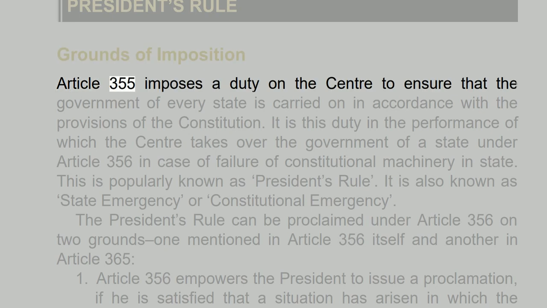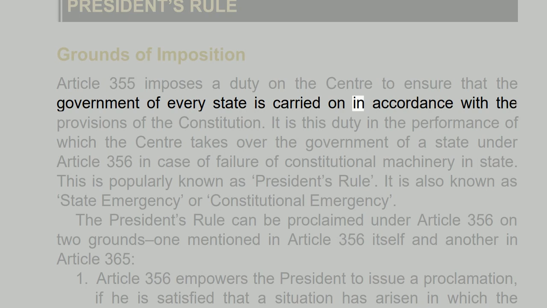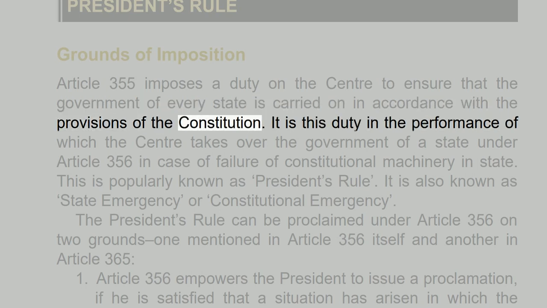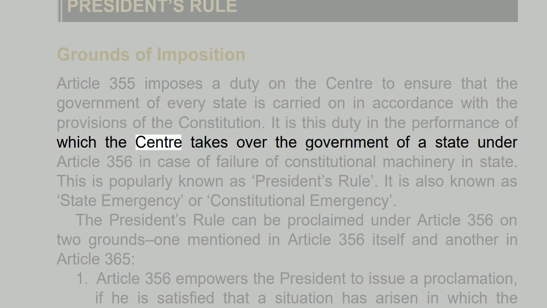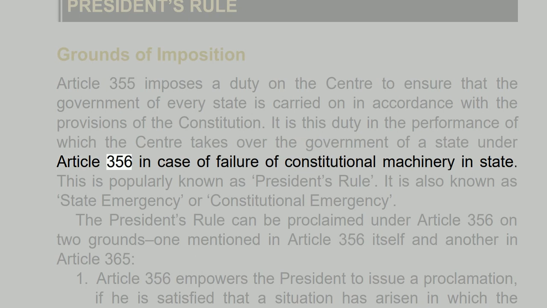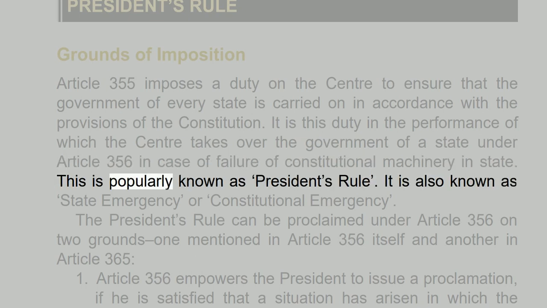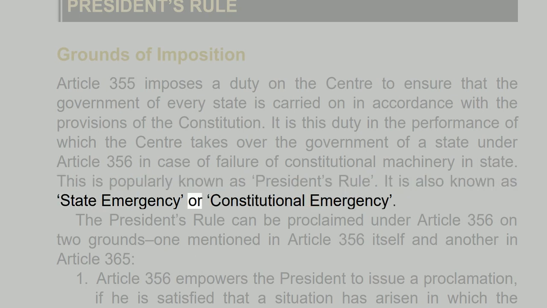Article 355 imposes a duty on the centre to ensure that the government of every state is carried on in accordance with the provisions of the Constitution. It is this duty in the performance of which the centre takes over the government of a state under Article 356 in case of failure of constitutional machinery in state. This is popularly known as President's Rule. It is also known as State Emergency or Constitutional Emergency.